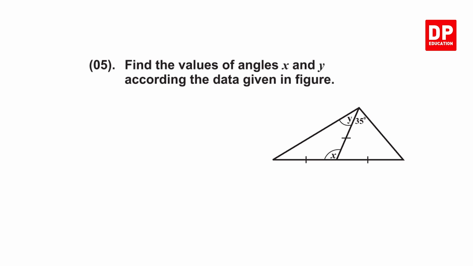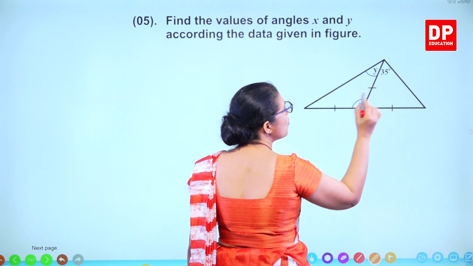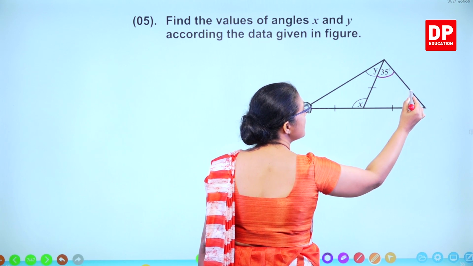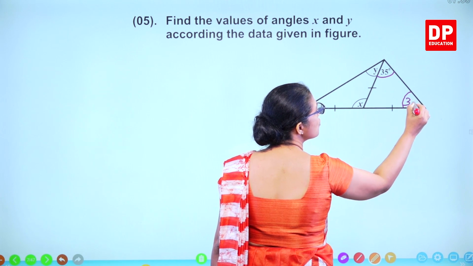Question number 5. Find the values of angles x and y according to the data given in the figure. The lines mean equal sides. So it's an isosceles triangle, can you see these two lengths are equal? So what can you say about an isosceles triangle? This angle is equal to this angle. If this is 35, this is also 35.